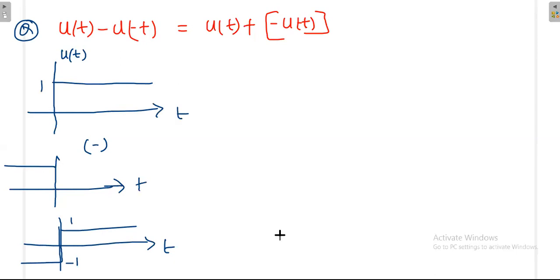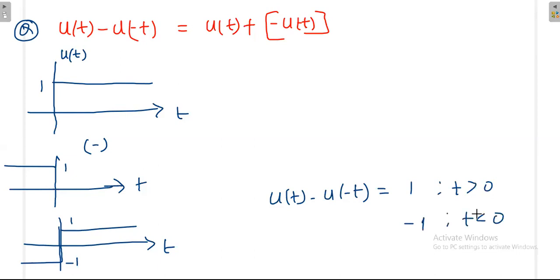So how can you mathematically represent this? This can be represented like this: u of t minus u of minus t is equal to 1 when t is greater than 0, and minus 1 when t is less than 0.